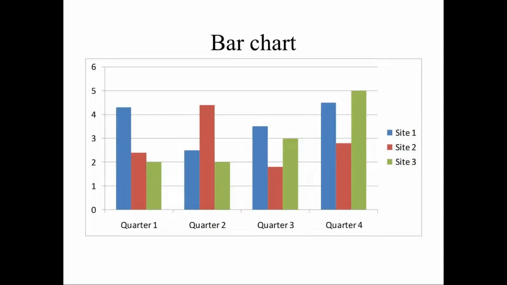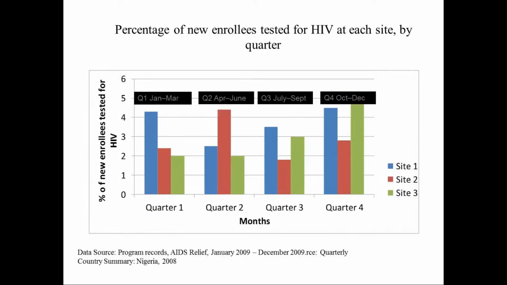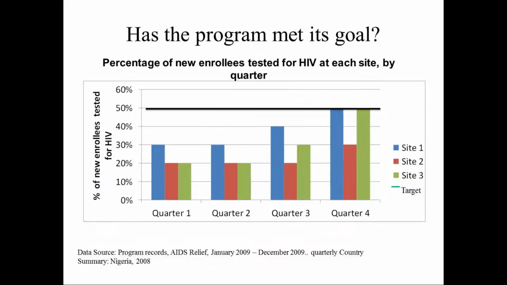Here's what a bar chart looks like. And here is a percentage of new enrollees tested for HIV at each site by quarter. The descriptors in the titles and the headers and footers are very self-explanatory. So here you can look at, has the program met its goal? This is the percentage of new enrollees tested for HIV at each site by quarter.